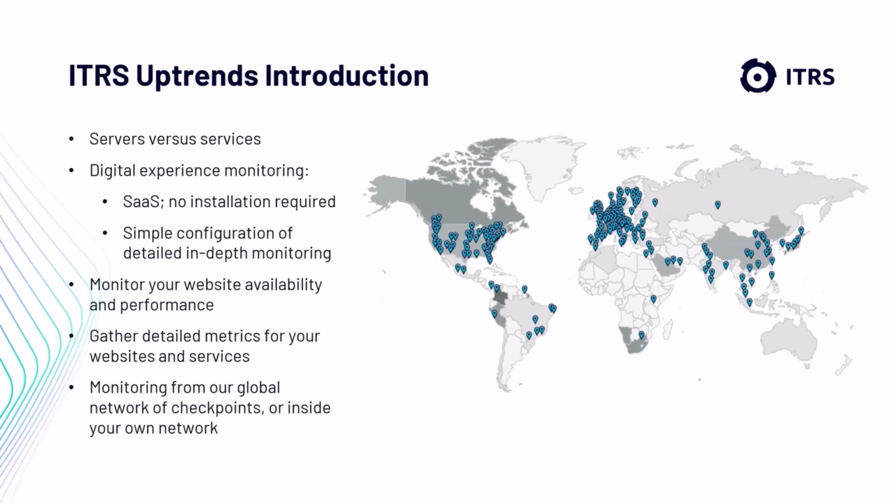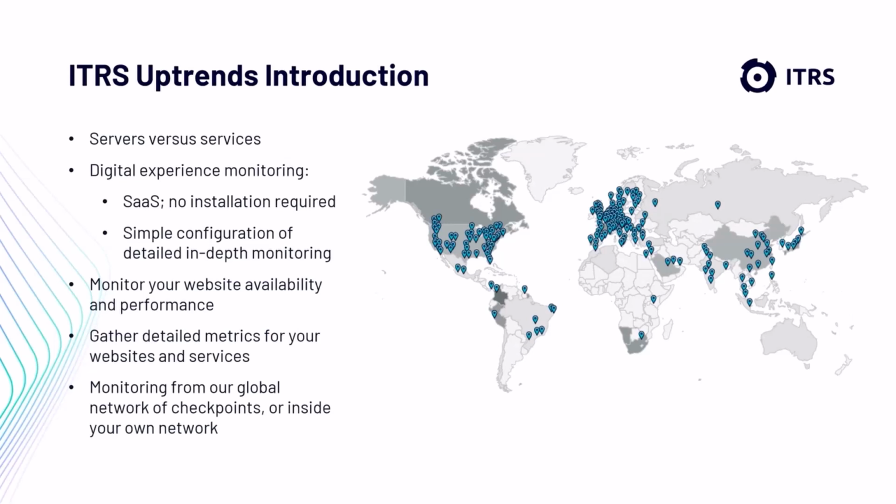Quickly about ITRS Uptrends. In contrast with Opsview, which monitors your servers, Uptrends is a digital experience monitoring tool to monitor the services you are running on those servers from the end user perspective. Your end users are interacting with services, being websites or web applications, and performance and availability for those are key, so it makes sense to monitor from the end user perspective or from the outside looking in, as it were. Uptrends monitoring is mostly synthetic, meaning high-frequency automated testing to ensure your services are available and responsive, and to be notified as soon as that is no longer the case.